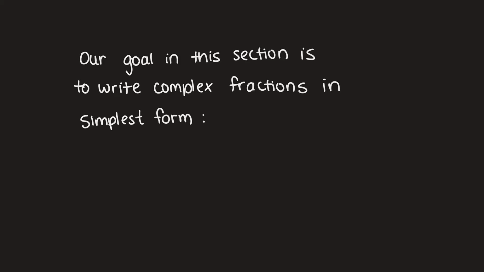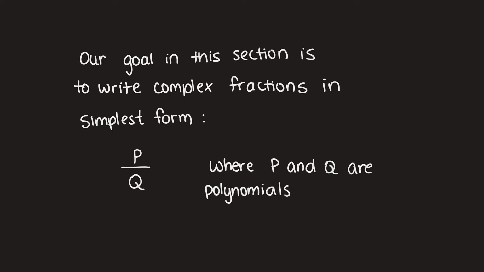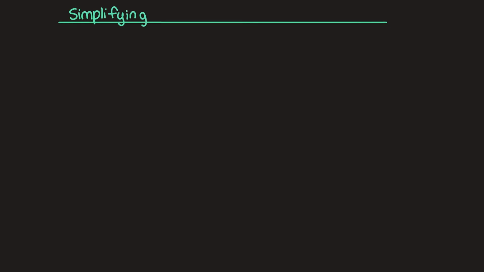A complex fraction is in simplest form when it is in the form p over q, where p and q are polynomials that have no common factors. We'll begin by looking at two different methods for simplifying complex fractions, starting with the first method.